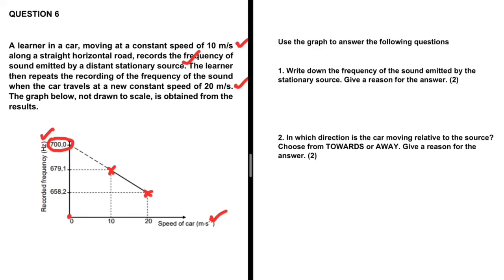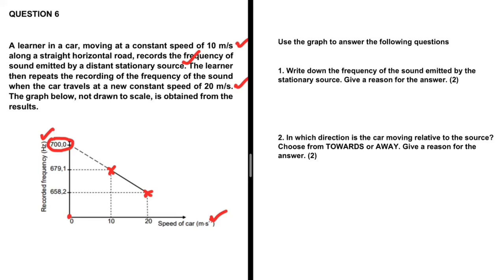How do we interpret a question when we are given a graph or when we are given a table with data on it? That is the skill I want to teach you, because most of the time with Doppler effect, you're going to come across a situation that you've never seen before, and you have to be able to analyze that situation. Let's take a look at the first question.